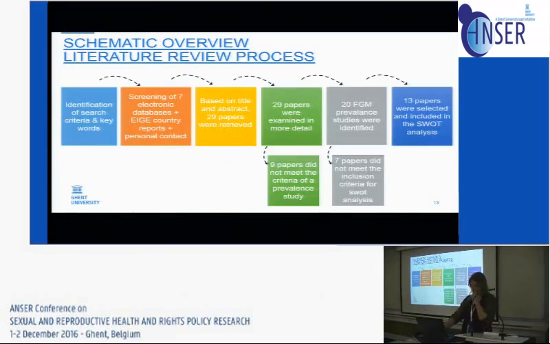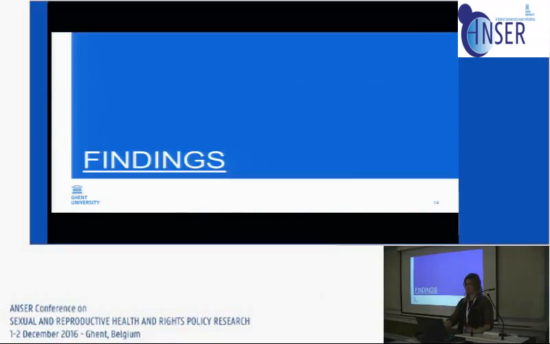And then we did a literature review, which ended up with 13 papers that we used for our SWOT analysis. I have to say that we only included papers which said something about FGM prevalence on a national level in the EU. So if it was in Switzerland, we didn't include it. If it was about a specific region, we didn't include it. So we talked about national studies.